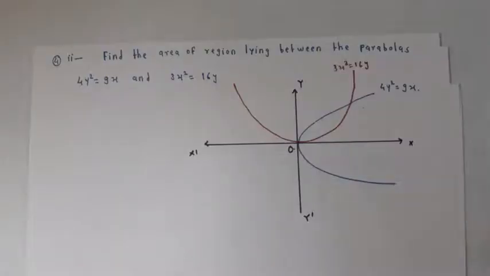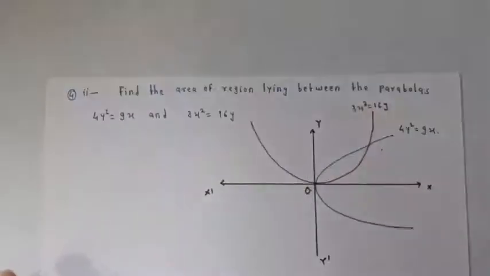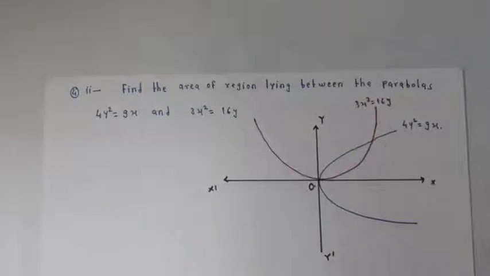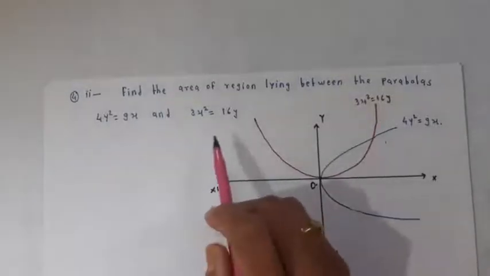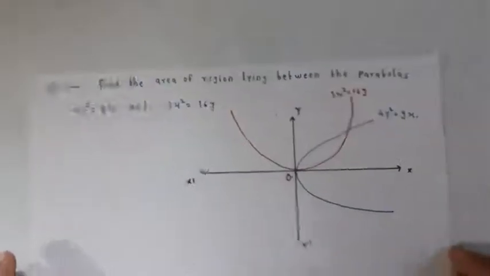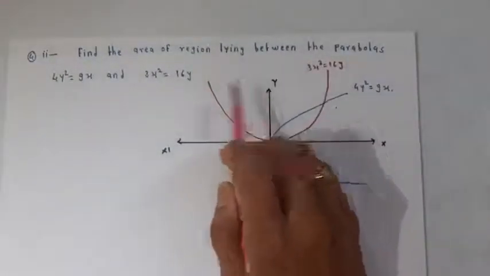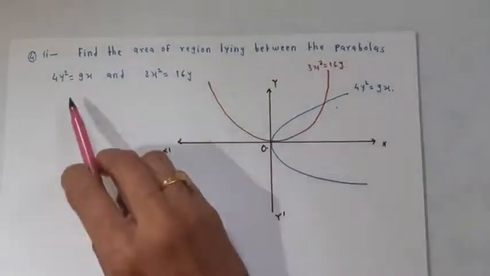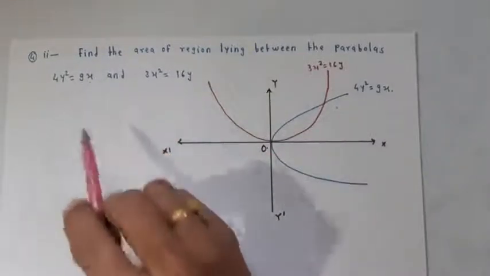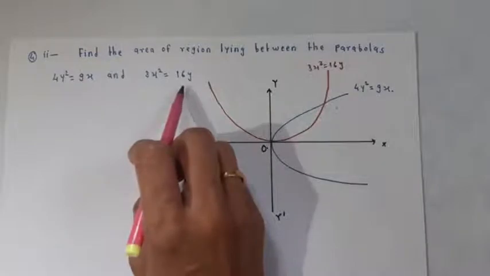Students, in the last video we started the problems from miscellaneous exercise 5. In this video also, let us solve the remaining problems from miscellaneous exercise 5. So, this is the problem. Find the area of the region lying between the parabolas 4y square equal to 9x and 3x square equal to 16y.